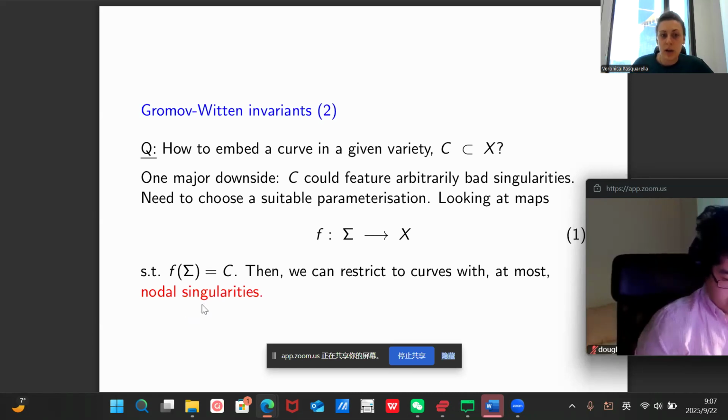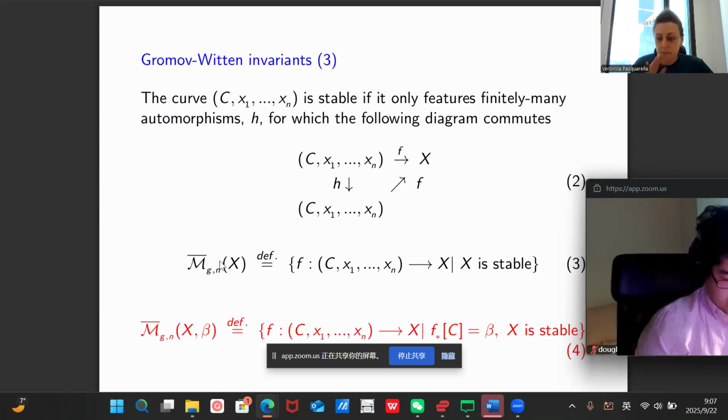Now, nodal singularities arise when you consider, for example, moduli spaces of a certain kind. I'm going to show you how these nodal curves come up. So before that, we start from a curve. I said you take a continuous curve and you take some additional points, these x from x1 to xn, and we assume this curve to be stable.